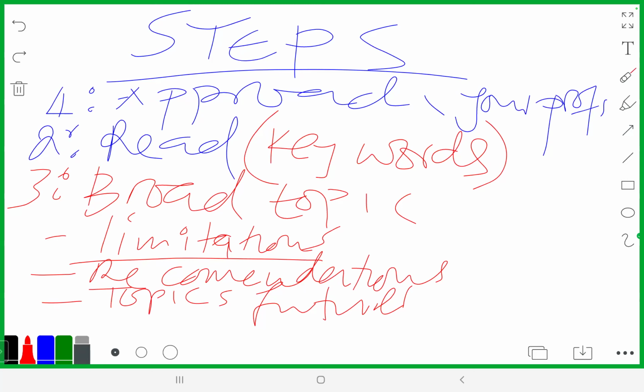When you read other people's published work, it will help you even to identify the gaps, what has been missing so far.